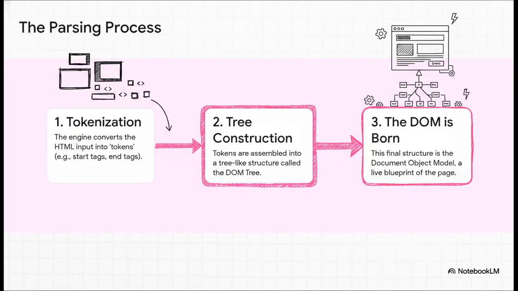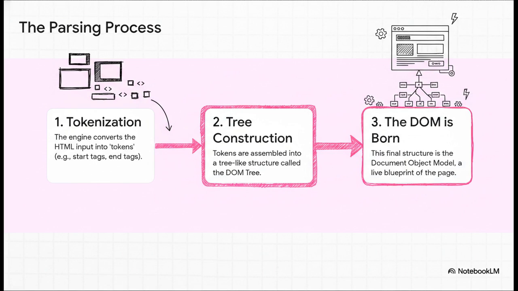And this engine has a very specific two-step dance it does. First, it does something called tokenization. It just scans through all the raw HTML code and breaks it down into tiny individual pieces, or tokens. It's like, okay, that's a start tag, that's some text, that's an end tag. Then it takes all those little pieces and assembles them into a logical tree-like structure.